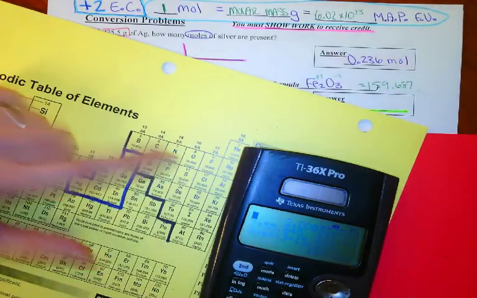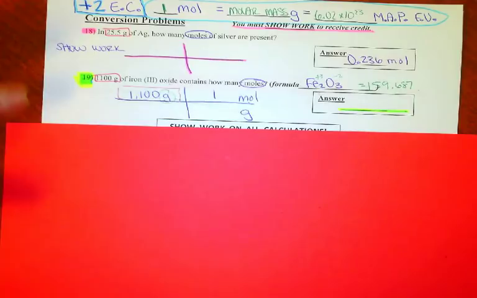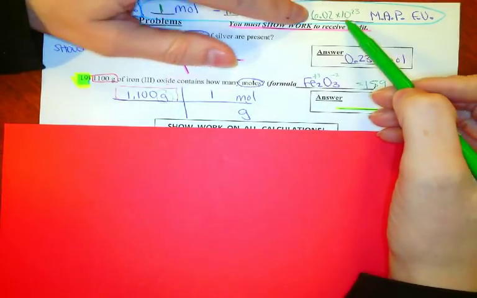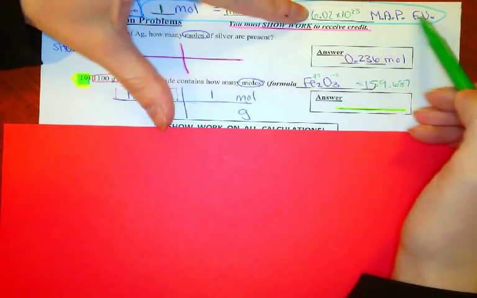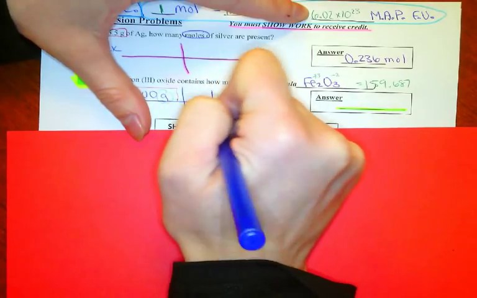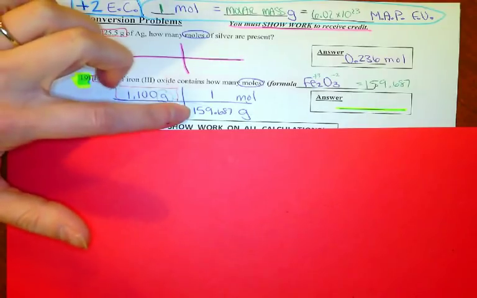The molar mass of Fe2O3 is 159.687. So in this problem, number 19, I am not using Avogadro's number at all because I don't have atoms or formula units in there. I have moles and grams. So we're going to go ahead and put what we just calculated, 159.687, in front of grams.